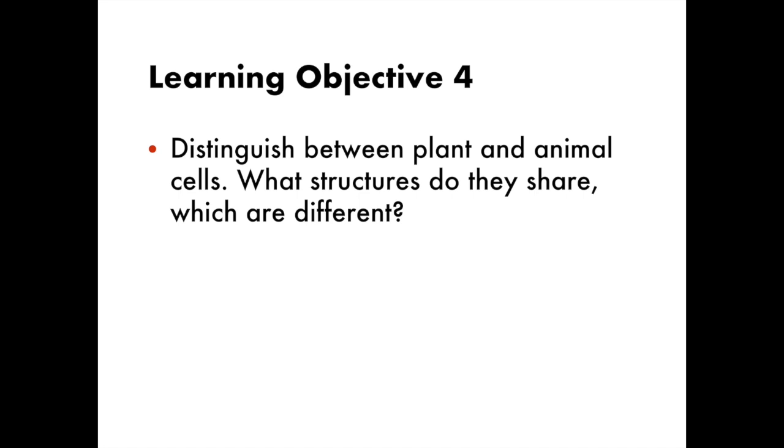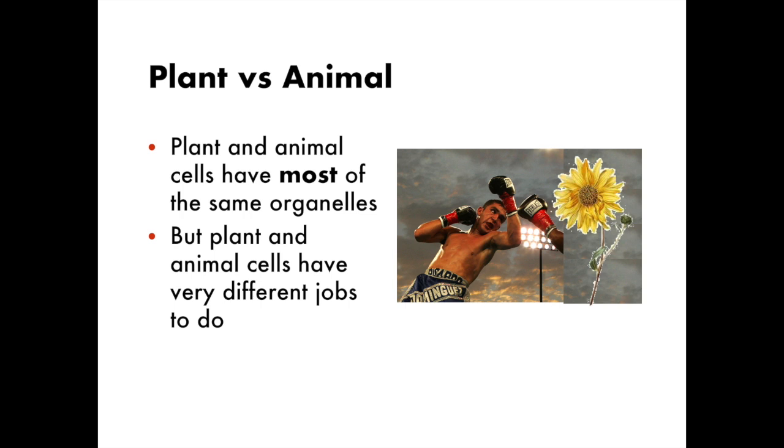Last learning objective for this chapter, comparing plant and animal cells. They are mostly the same in terms of the structures that they have, but they do have some very important differences. So, plants and animals have most of the same organelles, but they have very different jobs to do. Plants and animals are very different from each other, so they're structurally very different.